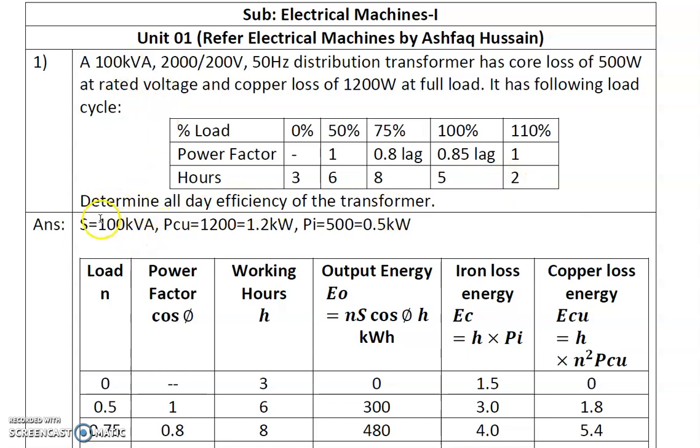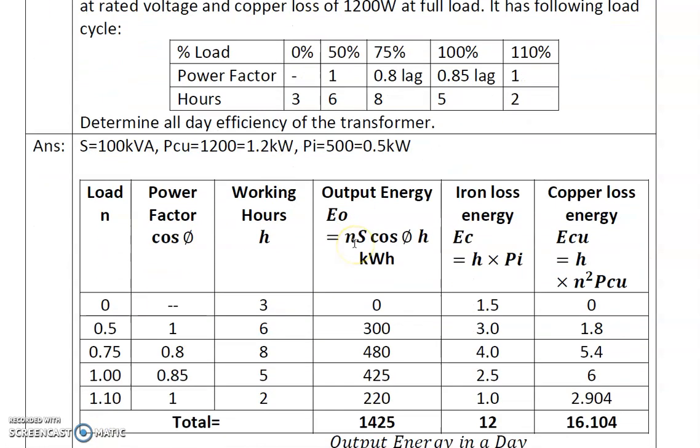So here, what is the data given? Rating of the transformer is given as 100 kVA. Full load copper losses are 1200 watt, that is 1.2 kW, and the iron losses, that is core losses, are 500 watt, that is 0.5 kilowatt. Why am I converting into kilowatt? Because I need the energy calculations in kilo form. Again, S is in terms of k, so I am bringing all the power in terms of k only. So kVA, kW, kW. So we will prepare a table.